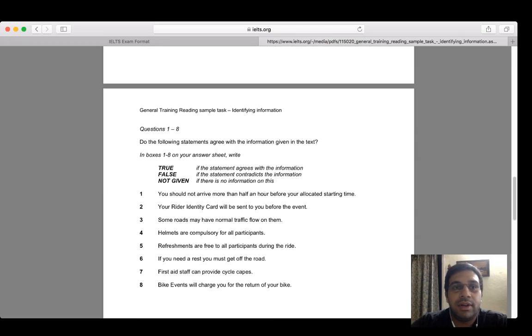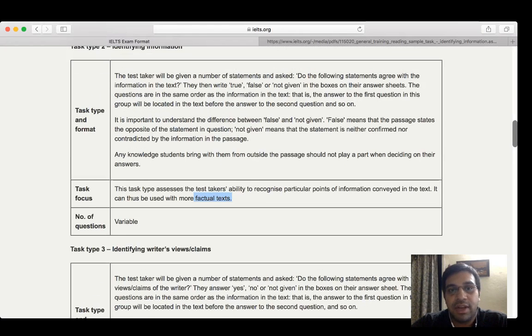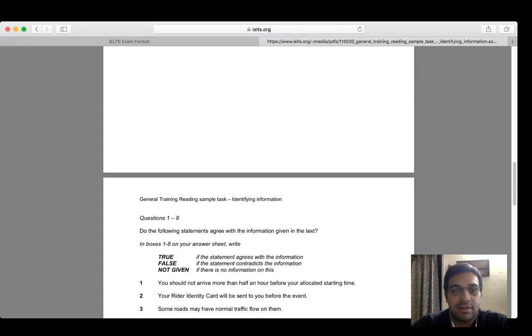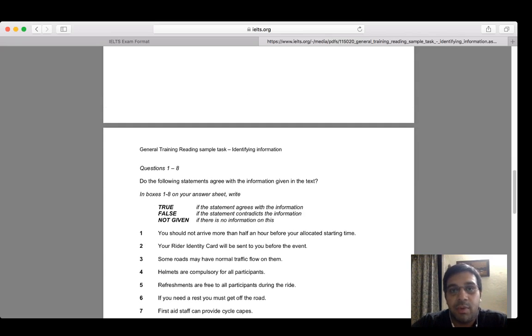Again, I would like you guys to remember a key fact: for either of the question types, true, false, not given, or yes, no, not given, the questions are in the same order as the information in the text. So do take care of this fact and remember it while taking the IELTS. Usually people face a problem when the option of not given has to be chosen, and they get confused about whether to choose false or not given. So I'll try to attempt the first, second, and third questions with you.